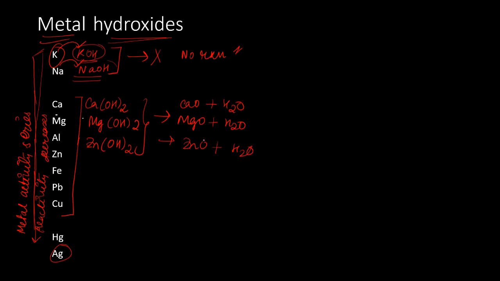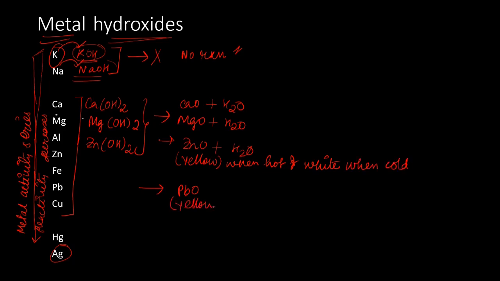Zinc oxide is a yellow colored compound. Calcium oxide is a white colored compound. Lead oxide will also be formed in this case. Lead oxide is yellow when hot. Zinc oxide is yellow when hot and white when cold. So these are the pieces of information that you're supposed to have. Lead oxide is yellow in color, a yellow colored oxide plus water.